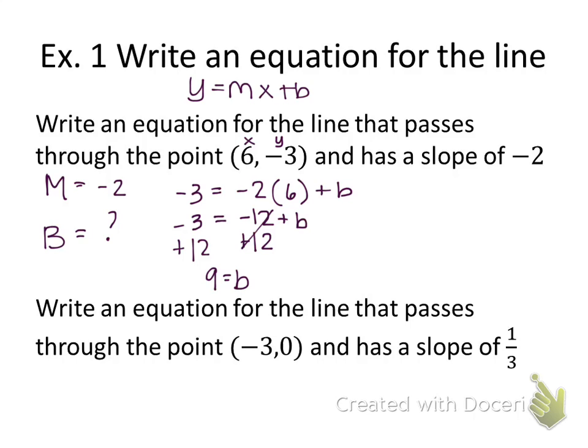So you plug it back in? Mm-hmm. So you do y equals -2x plus 9. Perfect. You say, wait a second, I thought we knew x and y, so why don't we plug those in? You never plug in an ordered pair whenever we're writing an equation in slope-intercept form.